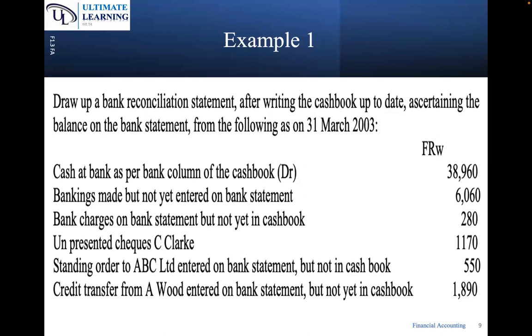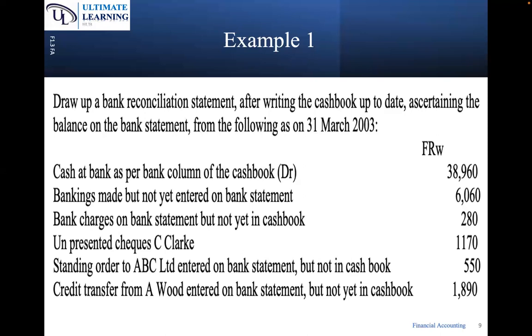So that is very clear. It's a bank charge. Unpresented checks. You know, unpresented checks are checks you give to suppliers, but the suppliers have not yet taken them to the bank. Standing order to ABC. We know that standing orders are direct debits entered in the bank statement, but not in the cash book. And finally, credit transfer from Ehud entered on bank statement, but not yet in the cash book.